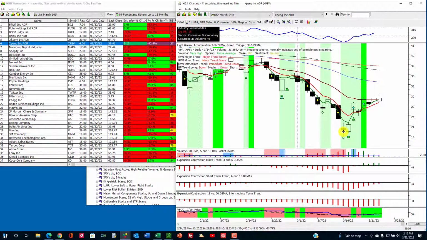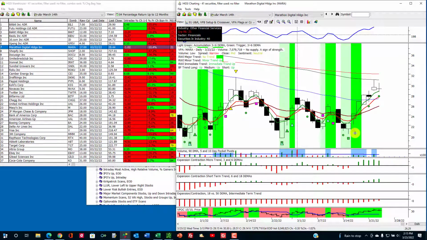Okay, here's the 14th. Spinning top, stopping volume, strength seen returning, gap up the next day. Let's look at MARA, M-A-R-A, and you'll get the idea here. 3 below the 6, VPA flag, black candle, strength seen returning, white candle, bullish, light green bar, and then it started moving up as the 3 crossed the 6, and then that created the dark green bar.